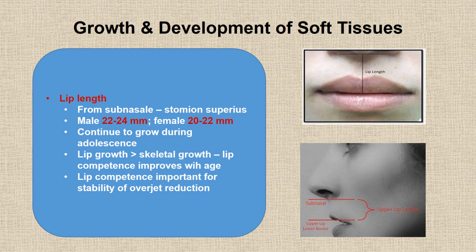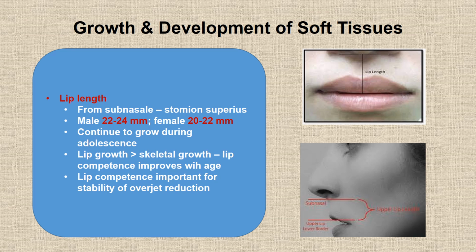Now, let's have a brief look at the growth and development of the soft tissues, as these have an intimate relationship to the growth of the bony skeleton. Lip length is defined as the distance from the subnasale to the stomion superius. In males, it is about 22 to 24 millimeters. In females, it is about 20 to 22 millimeters.